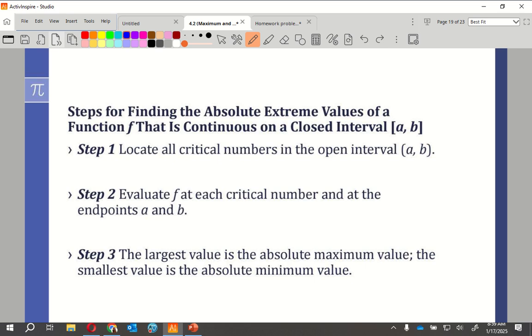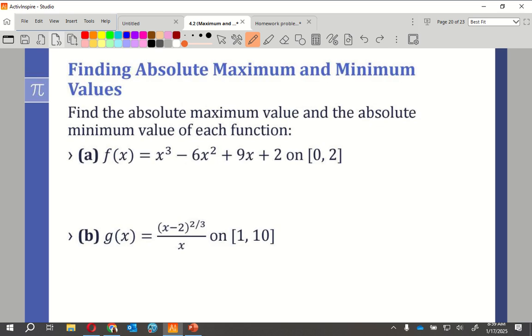Evaluate each critical number and the endpoints a and b. The largest value is the absolute maximum, the smallest value is the absolute minimum. So we're going to plug in at least 3 things: 2 endpoints, and something in the middle.